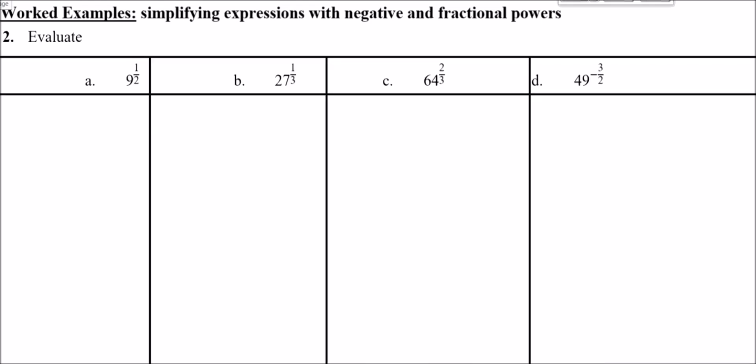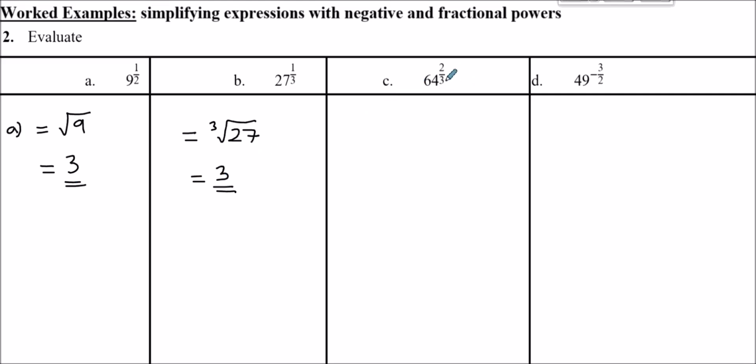Some more worked examples. So we've got here to evaluate these as simply as possible. Part A. Just remember, power half is exactly the same thing as square rooting. So 9 to the power half, that's the same as the square root of 9, which is 3. Part B, 1/3 means cube root. And so this is the same as saying it's the cube root of 27. So what number times itself 3 times in a row gives us 27? Well, that weirdly is again 3.